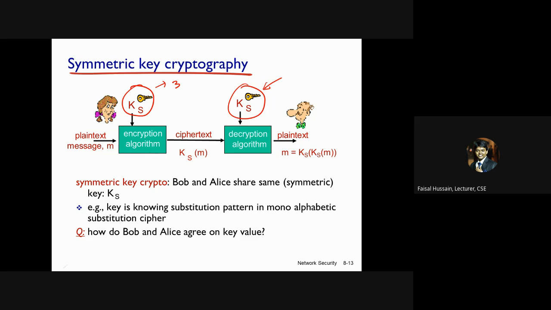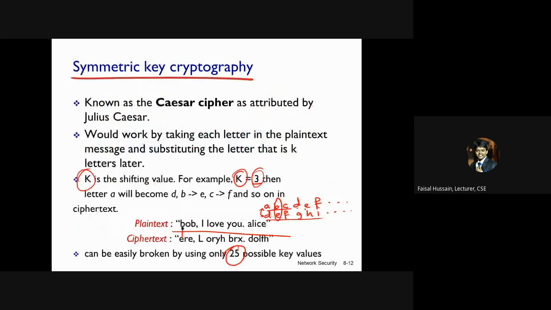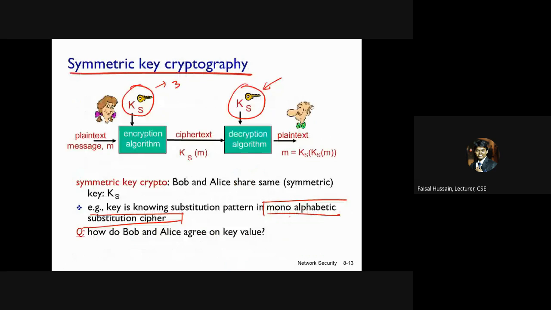This kind of substitution pattern is also known as a mono-alphabetic substitution cipher. This is a class of encryption, and there are different techniques of mono-alphabetic substitution cipher. One of them is normal shifting, that means shifting all the alphabet by some value. Here the value was 3. So A is converted to D, B is converted to E, C is converted to F in this way.